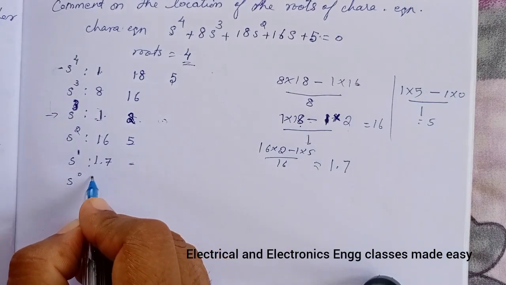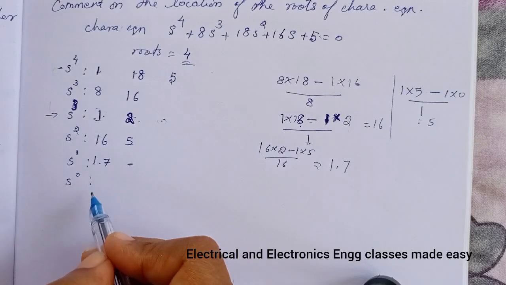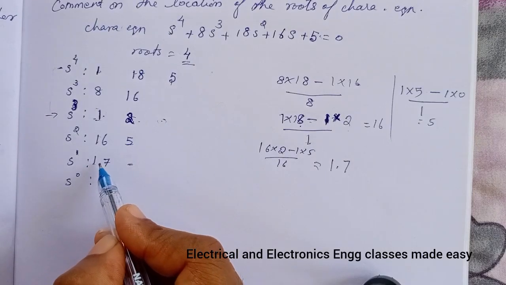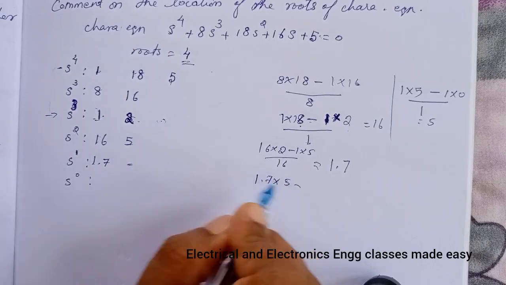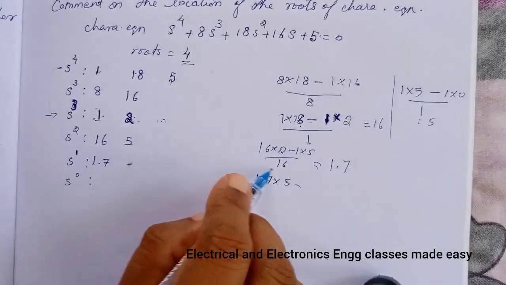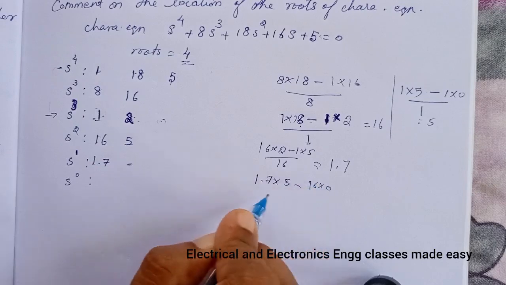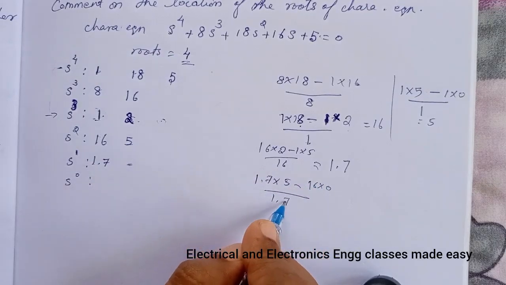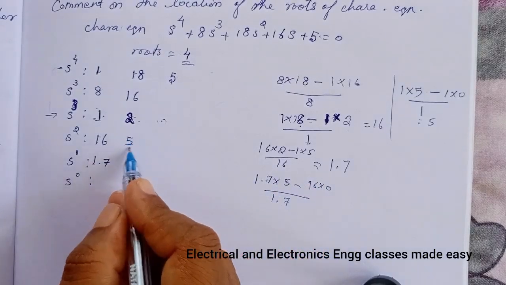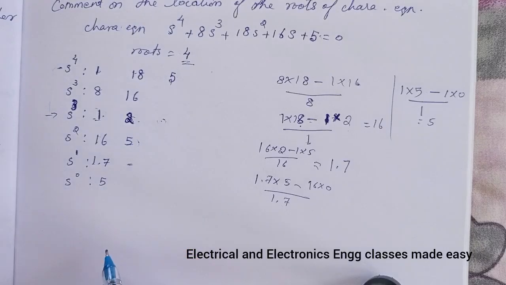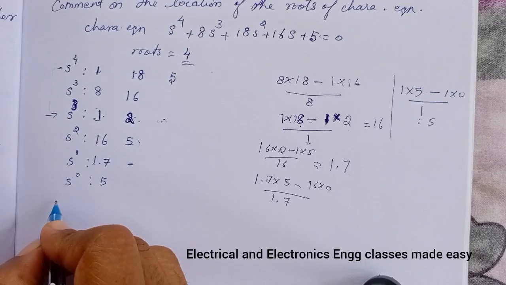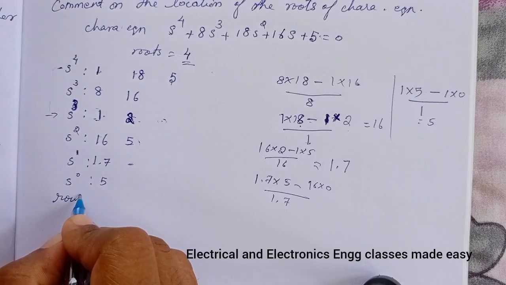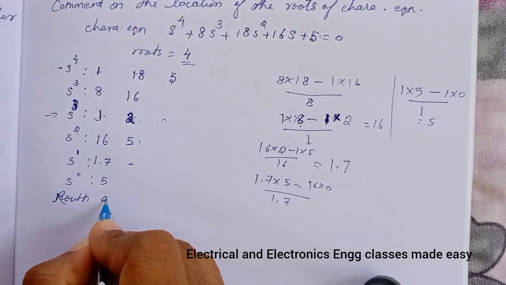Next is s raised to 0. S raised to 0 is obtained as 1.7 into 5 minus 16 into 0, divided by 1.7. So it is obtained as this element, that is 5. Now we have obtained the Routh array. So this is the Routh array.